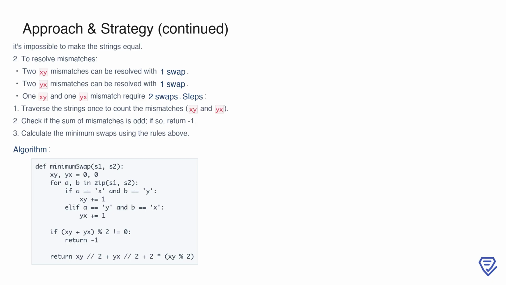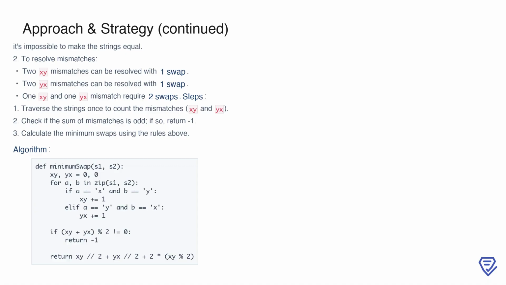The key insight here is that mismatches can be categorized into two types: XY, where S1 has X and S2 has Y, and YX, where S1 has Y and S2 has X. A critical observation is that the total number of mismatches must be even for the strings to be made equal. If the sum of XY and YX mismatches is odd, it's impossible to solve the problem, and we return -1.